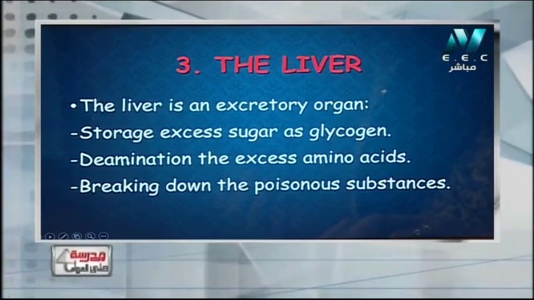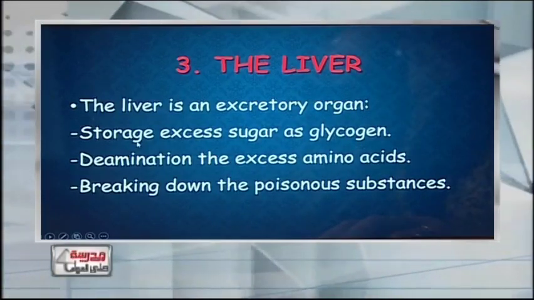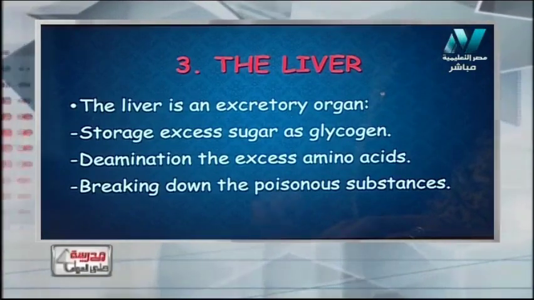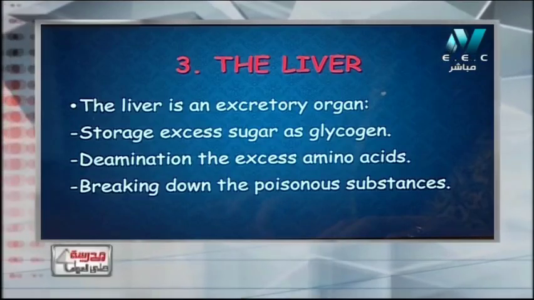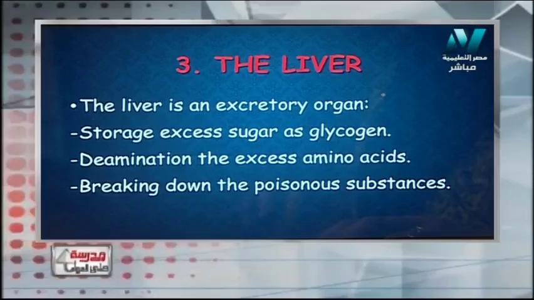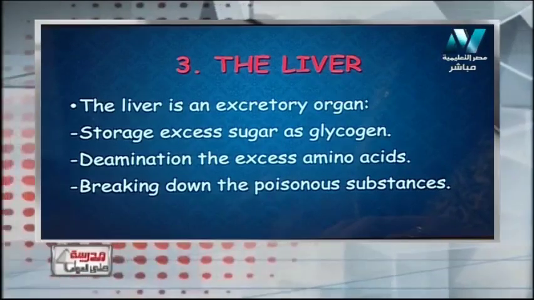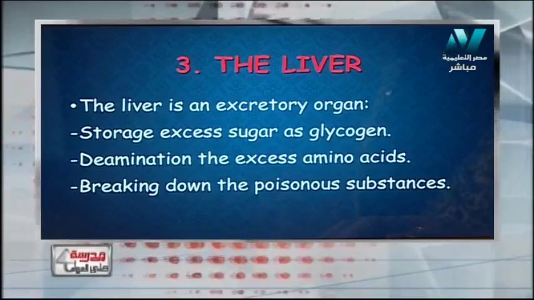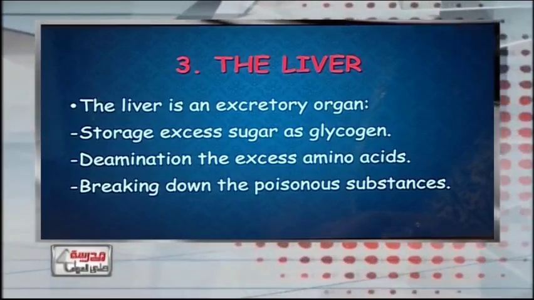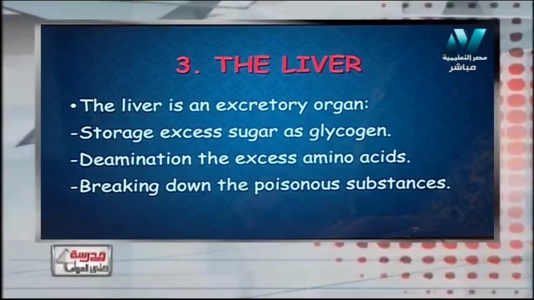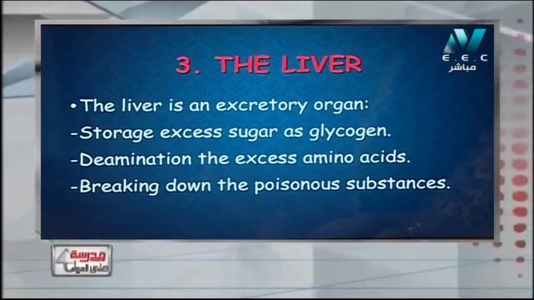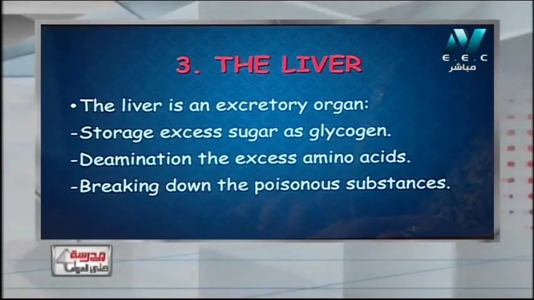What about the excess amount of amino acids? Yes, the liver deaminates the amino acid. Remember, we call it an amino acid because it contains an amino group. But if we take away or remove the amino group from the amino acid, it's not an amino acid anymore. This is what the liver does. The liver deaminates the excess amount of amino acids to be nitrogenous compounds and to be expelled out of the body with the urine.